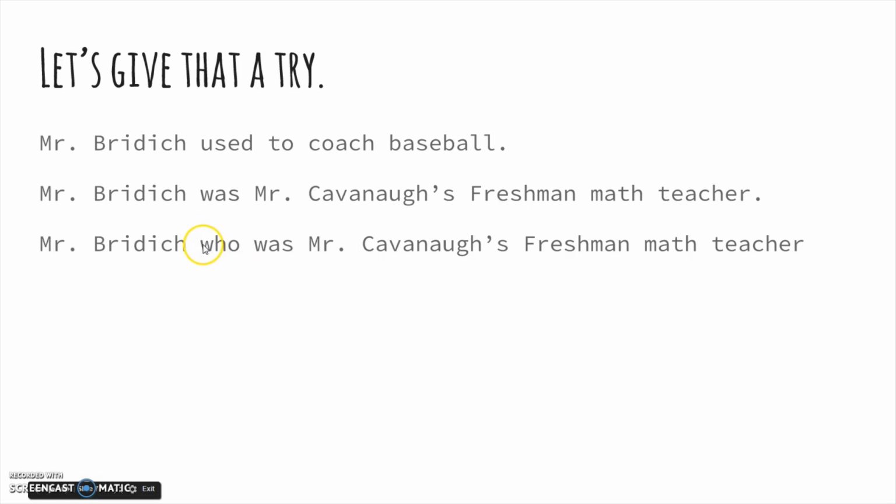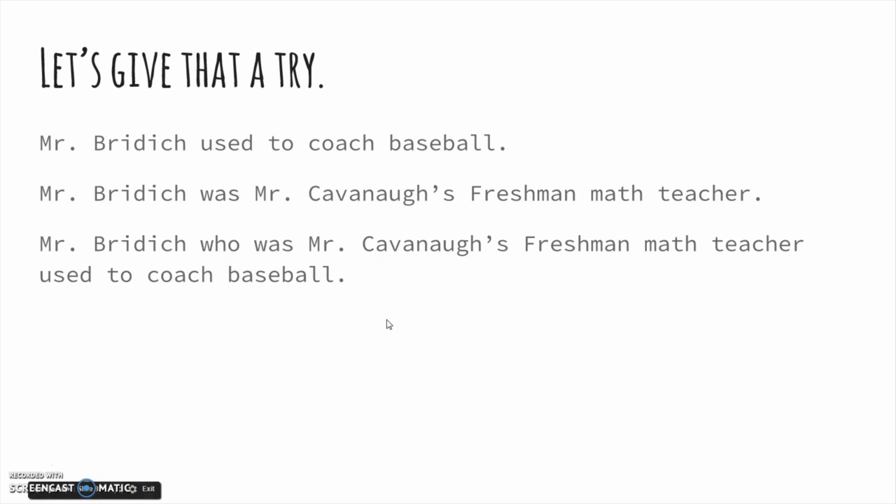So this part right here, who was Mr. Kavanaugh's freshman math teacher, is the exact same sentence that I had up here. It's just got, instead of Mr. Brightish, the relative pronoun. Then I go back and I finish what I hadn't finished from the first sentence. So I stopped after Mr. Brightish, and I keep going, used to coach baseball. Okay. So Mr. Brightish, who is Mr. Kavanaugh's freshman math teacher, used to coach baseball.